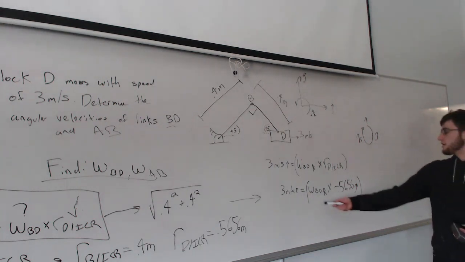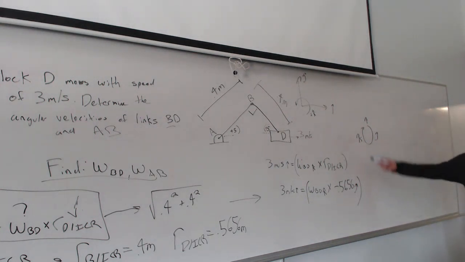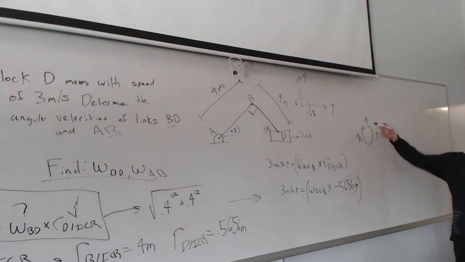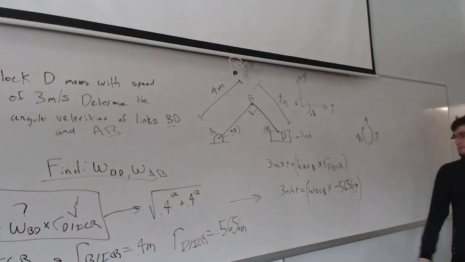Okay, K crossed with J. K crossed with J equals negative I.